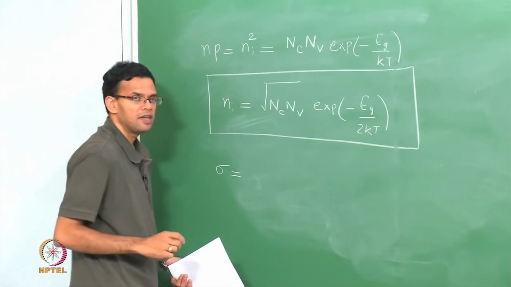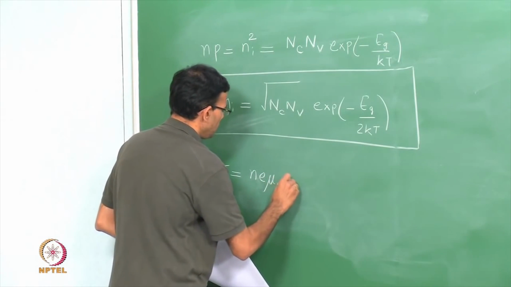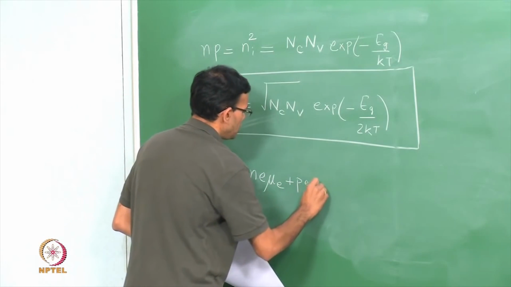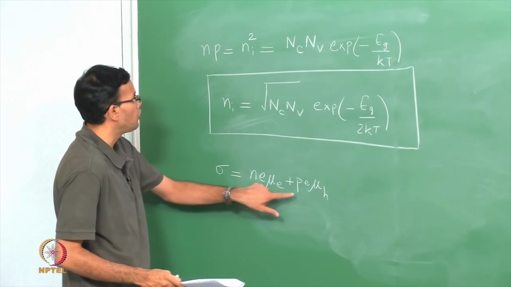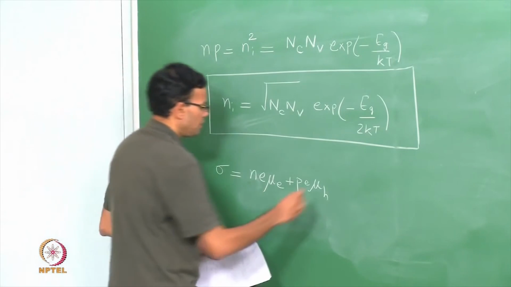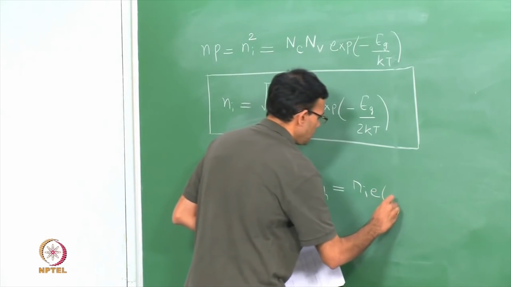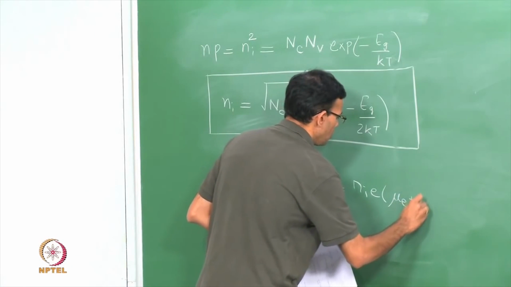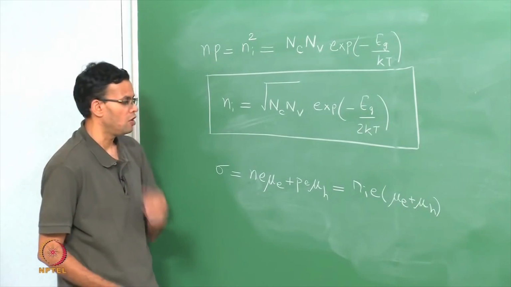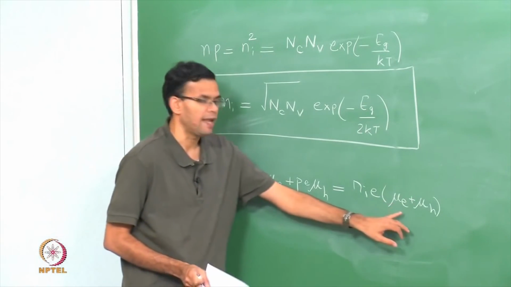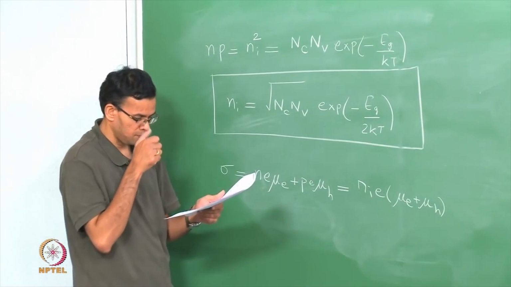We saw that the conductivity equation is nothing but n e mu e plus p e mu h. In the case of an intrinsic semiconductor, n is equal to p equal to ni. So, we can take this term outside. So, it is ni e times mu e plus mu h. So, the conductivity depends on the sum of the mobilities of both the electron and the hole in the case of an intrinsic semiconductor.